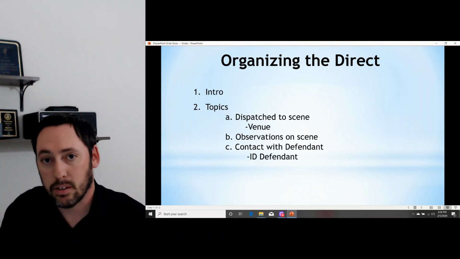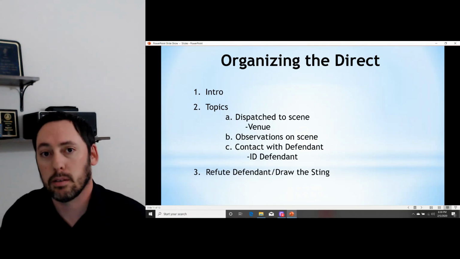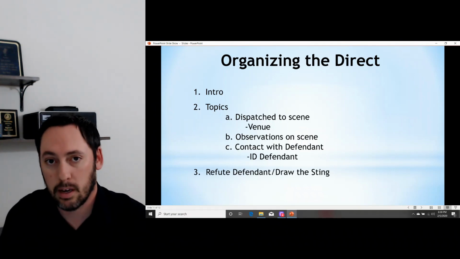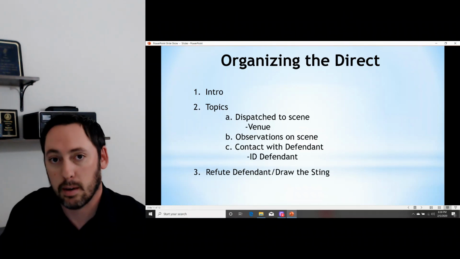And then I try to elicit some testimony from the witness that makes those disputed facts more likely to have happened. And now that I've established all the important parts of my case, I'm going to switch gears at the back end of my direct exam, and I'm going to attack the defendant's case, and I'm going to draw the sting out of my witness.